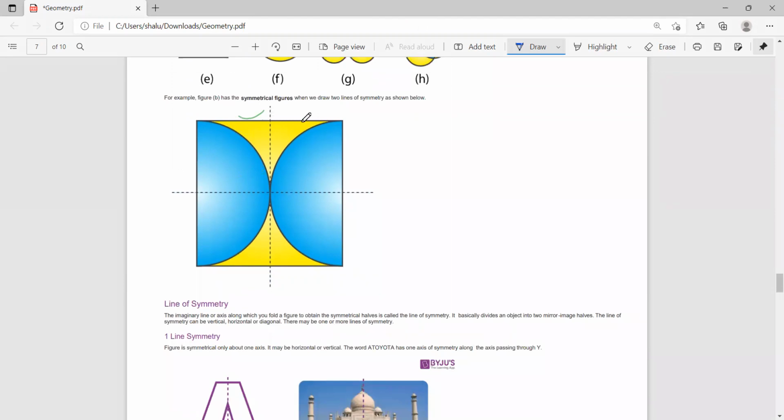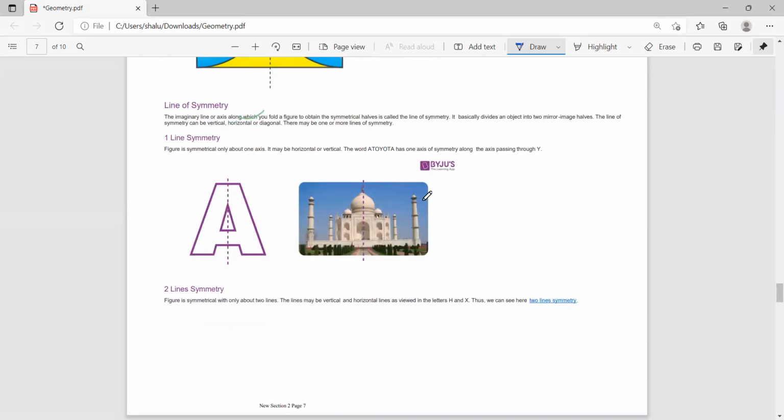So this is the earlier figure, which shows us how many lines of symmetry we have. So we have 2 lines here. So what is a line of symmetry? The line that divides the figure into 2 symmetrical halves, that means 2 equal halves, is called a line of symmetry. And that line is not real. There is no real line. We are just making a line using dashes. So this kind of dash line is called an imaginary line.